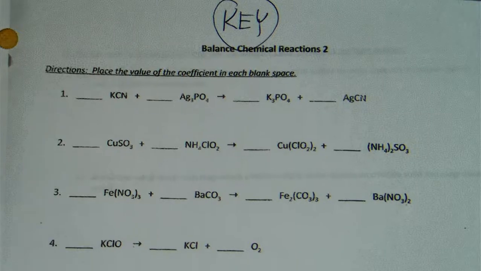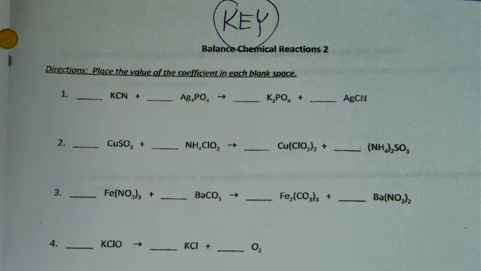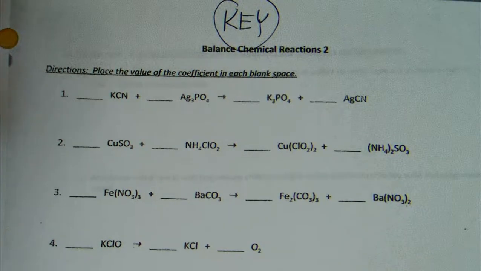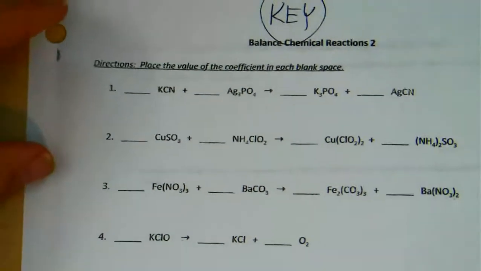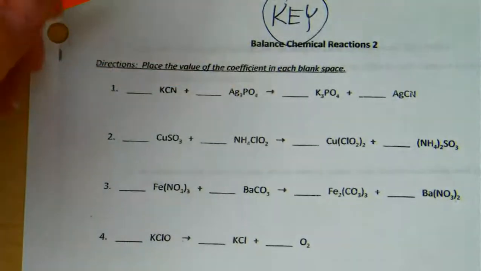All right, this is for Chemistry CP, a debriefing on this homework assignment, Balanced Chemical Reactions 2, the front side of the homework. A separate assignment is the back side. I might just combine both into this one video. Directions: place the value of the coefficient in each blank space.